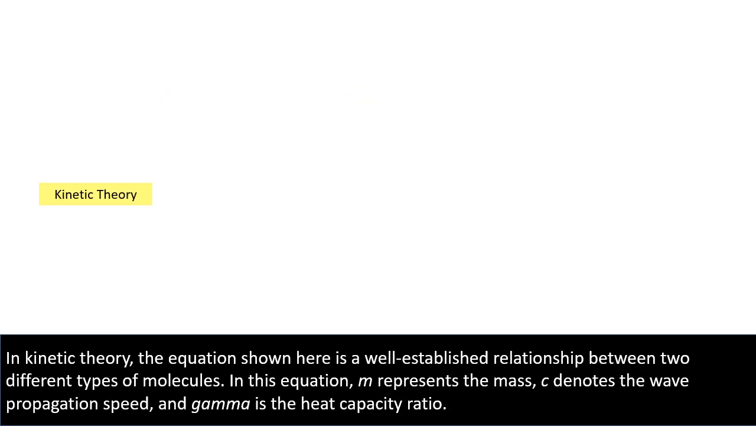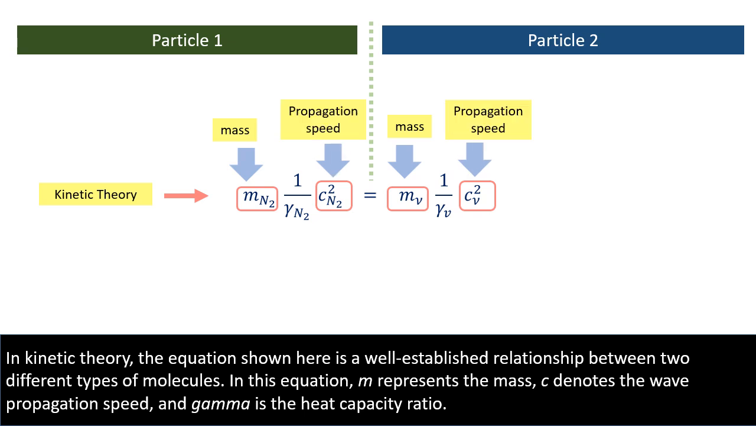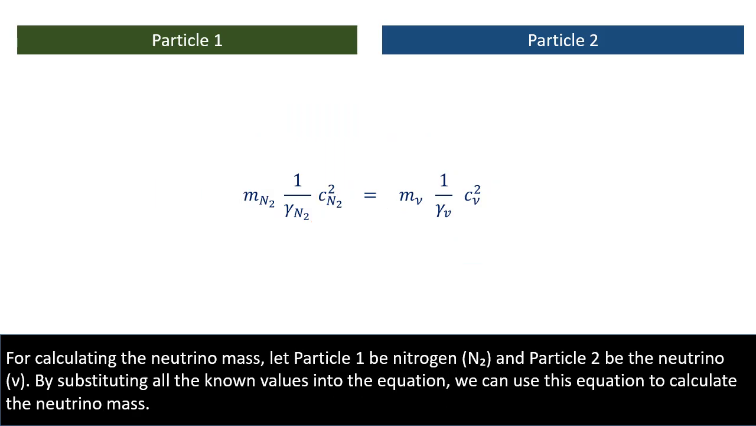In kinetic theory, the equation shown here is a well-established relationship between two different types of molecules. In this equation, m represents the mass, c denotes the wave propagation speed, and gamma is the heat capacity ratio. For calculating the neutrino mass, let particle 1 be nitrogen, N2, and particle 2 be the neutrino, nu.